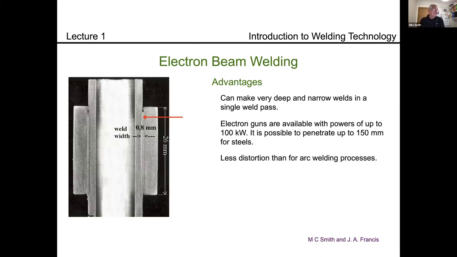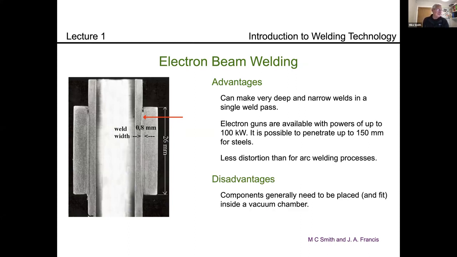Now, it generates less distortion than arc welding processes, and we'll see why that is in a later lecture, but it has disadvantages. Generally speaking, you need to put your components inside a vacuum chamber, which means it has to be done in a factory. And of course, your component has to fit inside the vacuum chamber, which means the bigger the component, the bigger the vacuum chamber. Now, it also can have difficulties in welding dissimilar materials.